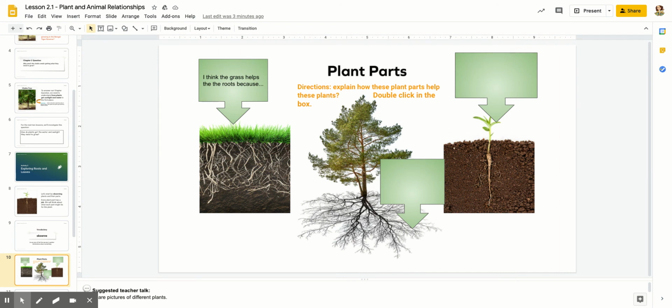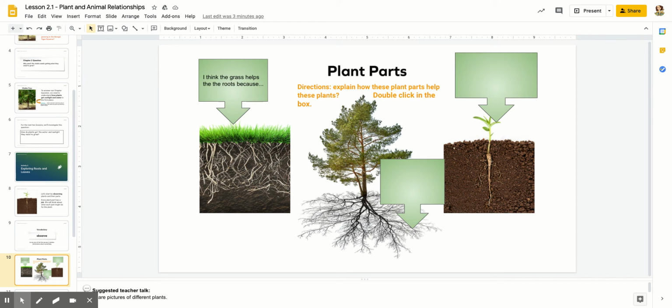So here's your activity for today. You're going to stop on this page and explain how these plant parts help these plants. You're going to double click on the boxes. I've started one for you already. Think about the grass. How does the grass help the roots? Finish that sentence stem.